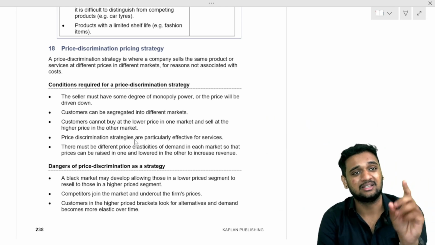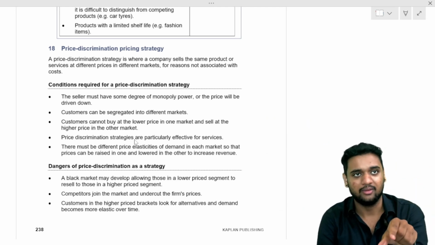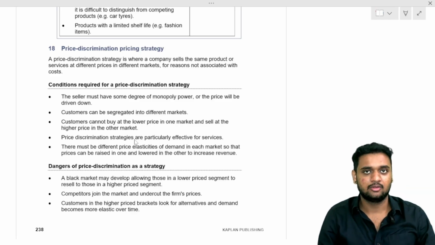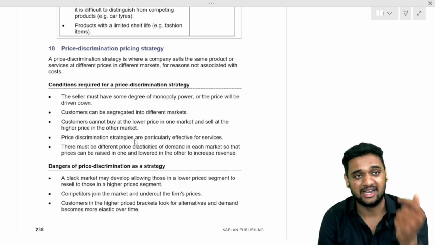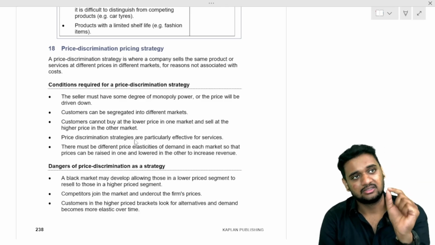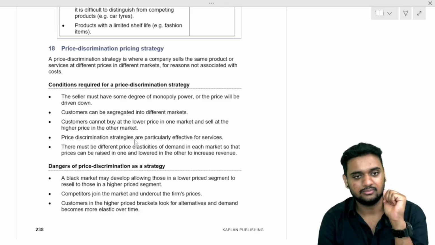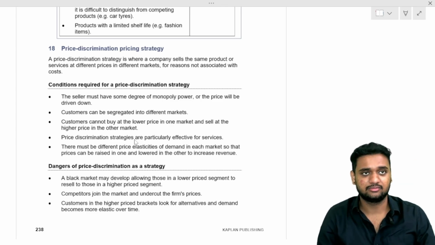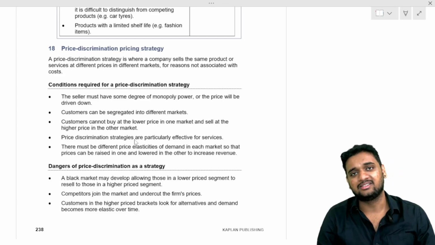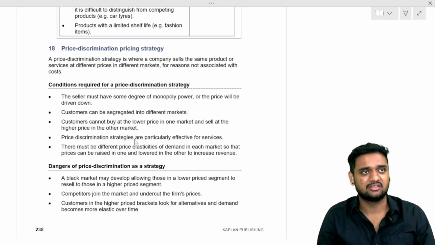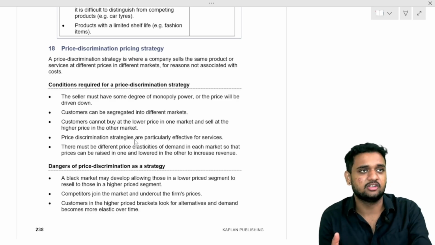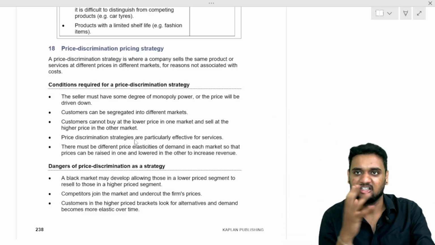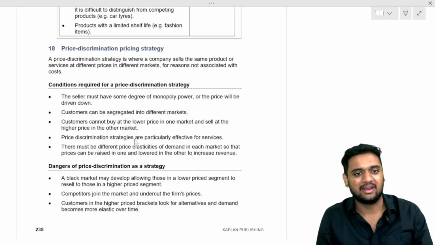So the first condition: the seller must have some degree of monopoly. They are not saying you have to be a complete monopoly, just some degree of monopoly power. Second, customers can be segregated into different markets. Here the customers are different, there the customers are different, so customers can be segregated into different markets.